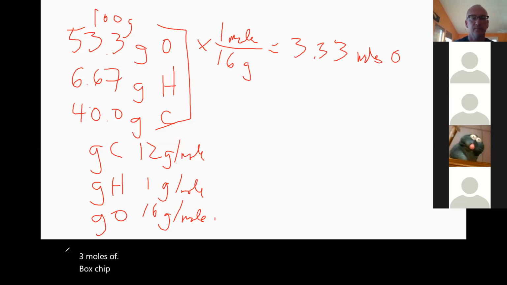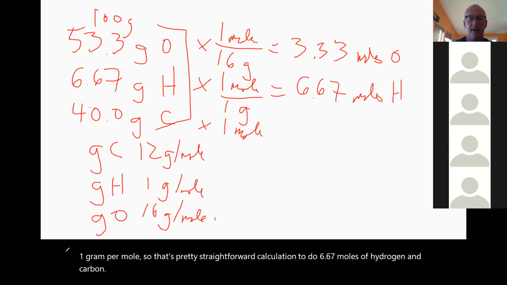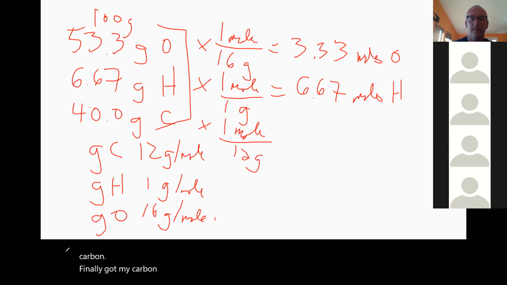So hydrogen is just 1 gram per mole. So that's a pretty straightforward calculation to do. 6.67 moles of hydrogen. And carbon, finally get my carbon, 12 grams. And how many moles of carbon is that? 3.33 moles. Yep, 3.33 moles of carbon.